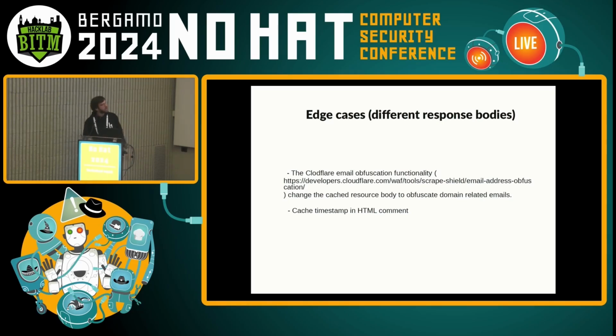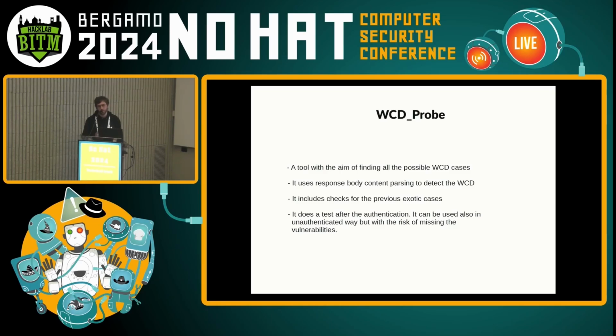So after that, I decided to make a tool that automates the process of finding web cache deception. I made it public yesterday. So here is the tool. I call it, without too much fantasy, WCD Probe, Web Cache Deception Probe. It has the aim of finding all the possible cases of web cache deception. It uses response body content parsing to detect web cache deception.